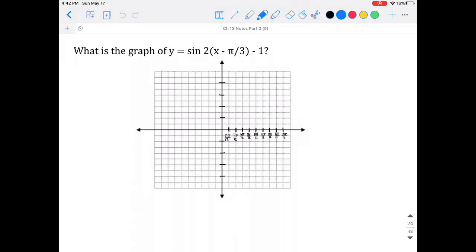Looking at the equation for this function, we can figure out a couple of things before getting into our helpful hints. So y equals sine of 2, x minus pi over 3, minus 1. So we know our a value in this case is 1, our b value is 2, our h value is pi over 3, and our k value is negative 1. You have to know all of this information in order to use those helpful hints.